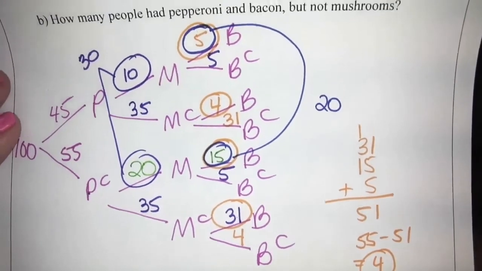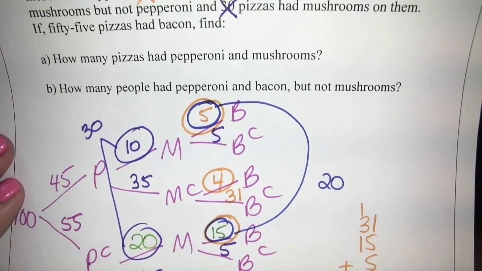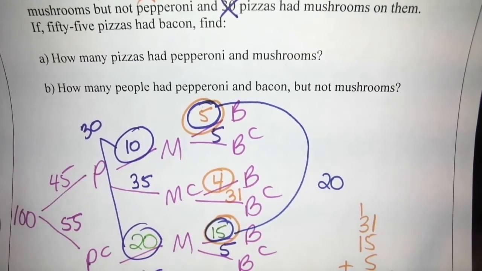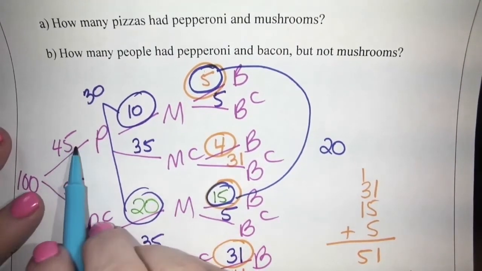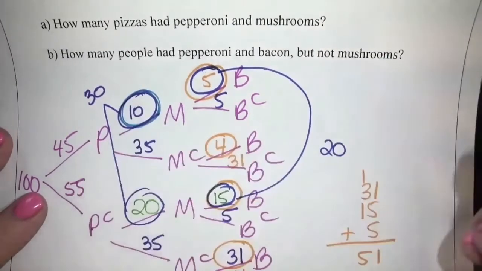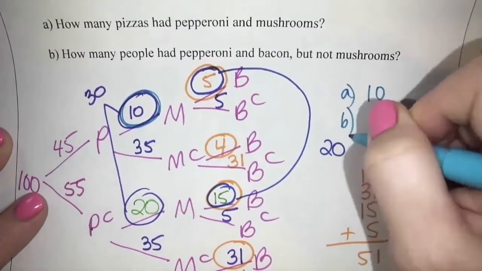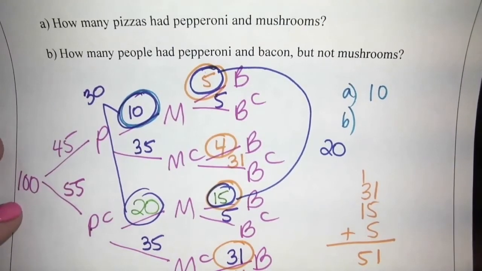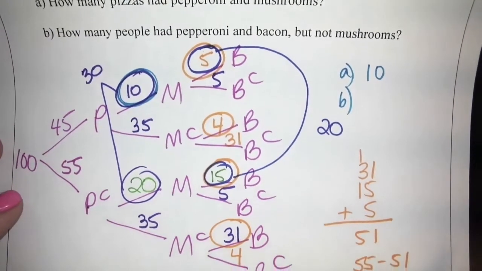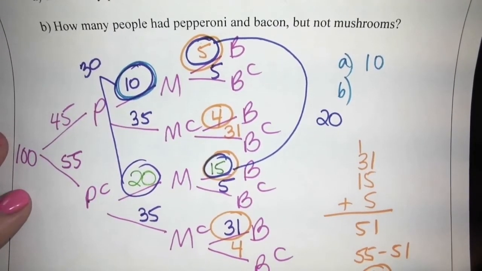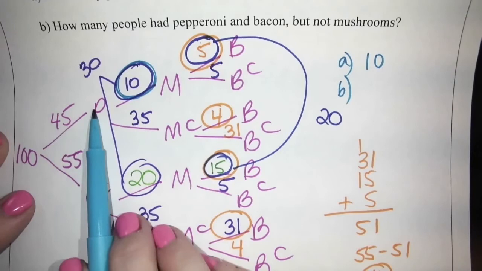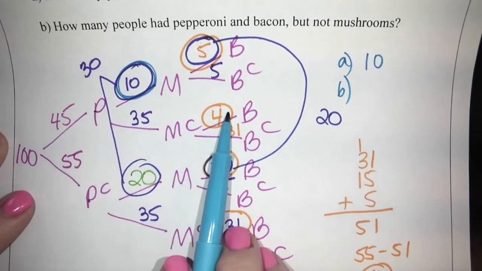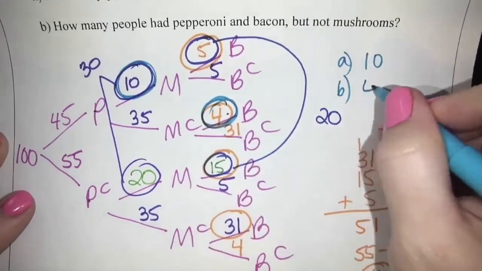So the question is, in part A, how many pizzas had pepperoni and mushroom? So look at your tree. Where do you think pepperoni and mushroom would be? Well, here's pepperoni and here's pepperoni and mushroom. So for part A, the answer would be 10. For part B, pepperoni and bacon, but not mushroom. So yes to pepperoni, yes to bacon, but no to mushroom. See if you can find that in your tree. So we want yes to pepperoni, no to mushroom, but yes to bacon. So that would be right here in our tree. So that would be 4.